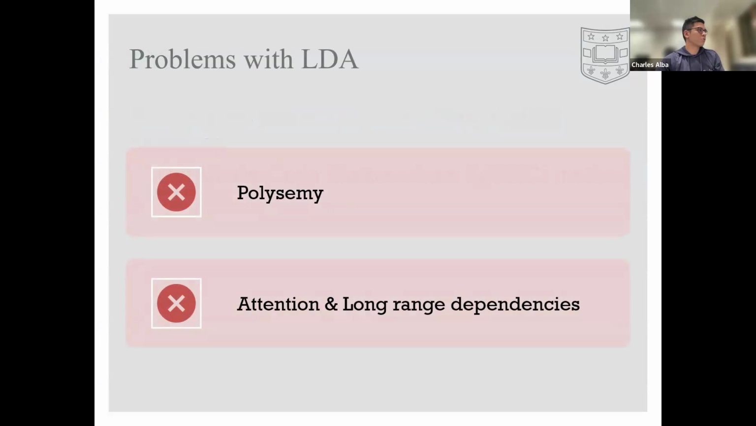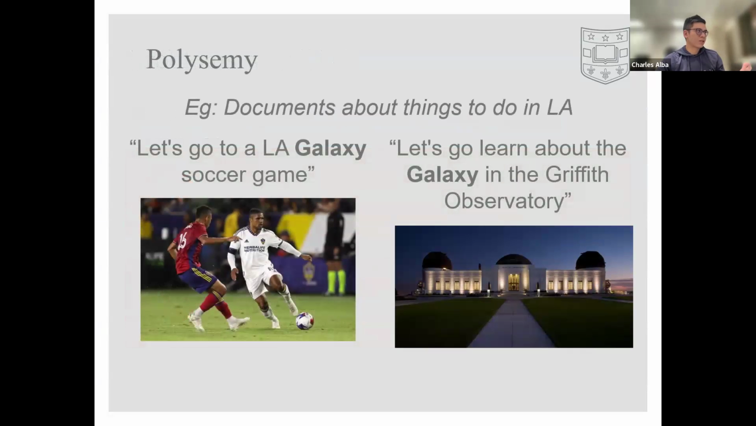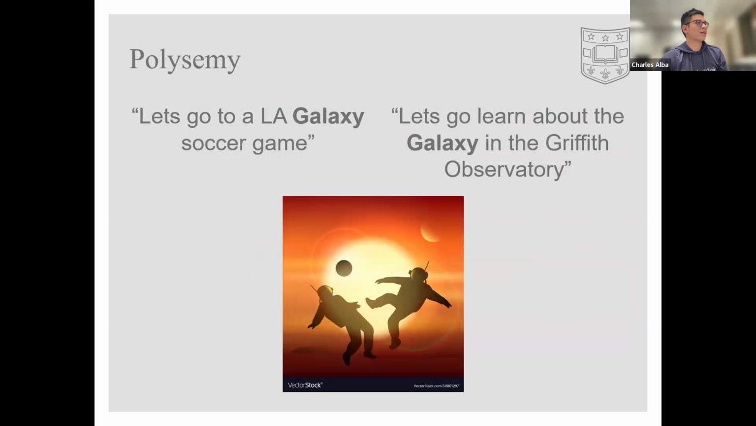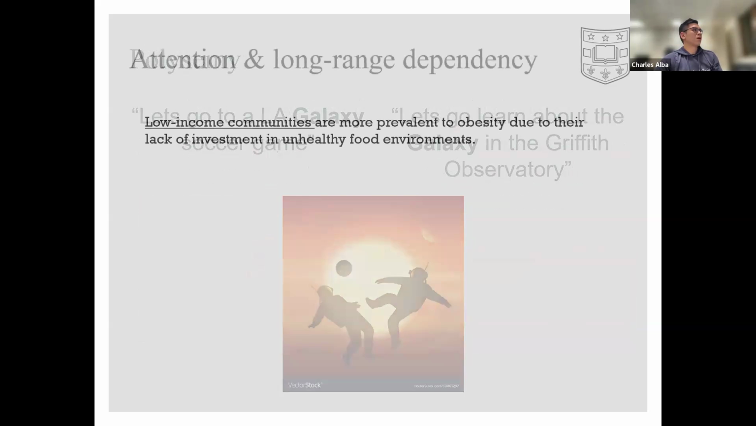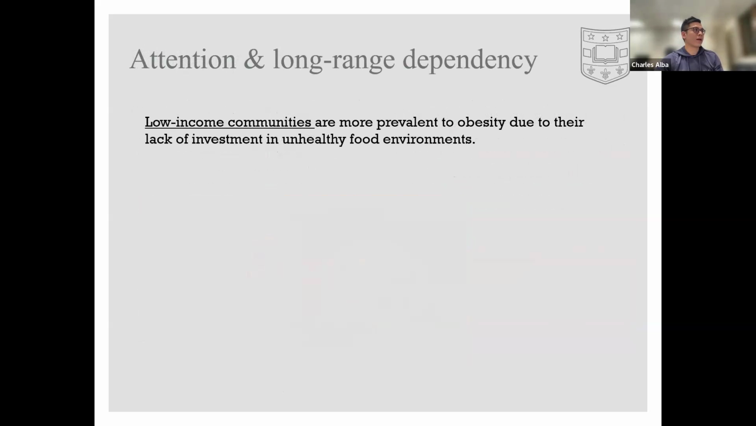So the problems with LDA are because they just use traditional machine learning tools, right? So you have polysemy, attention, and long range dependencies. For polysemy, for example, let's say I gather 2 documents about Los Angeles, right? Let's go watch an LA Galaxy soccer game, and let's go learn about the galaxy in the Griffith Observatory. It's stubborn in the sense that it treats galaxy as the same. I mean, unless you want to play soccer in the galaxy, sure. But that's not the case, right? Because they use a bag of words format.